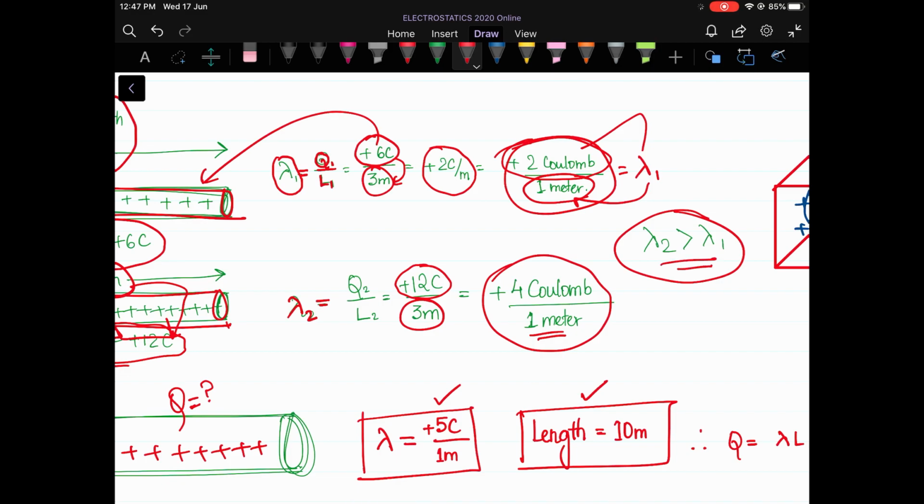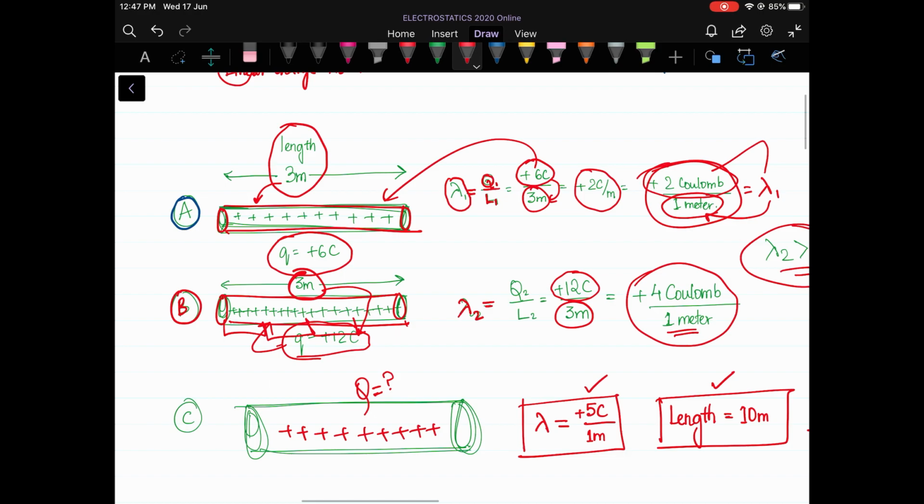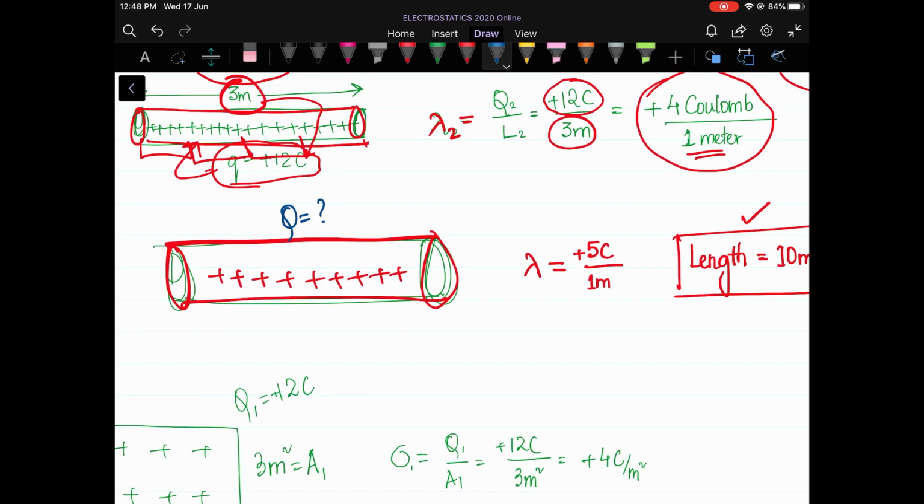It means the density in the second case is more than the density in the first case. So you can understand by now, all density does is that it tells us the amount of charge present in every meter of the length. And it also tells us the crowdedness of the charges. If the density is large, it means the charges are crowded more in that length. Let's take up this example to see how lambda is going to be handy for us or useful for us.